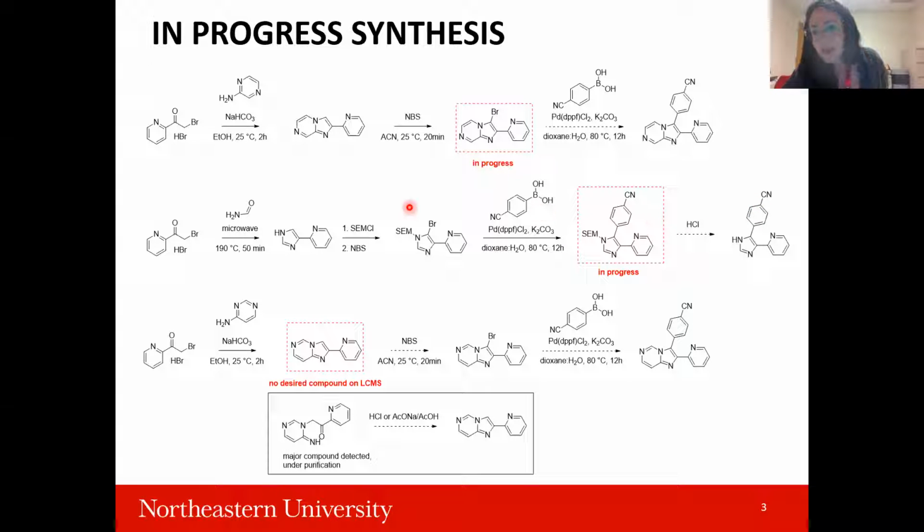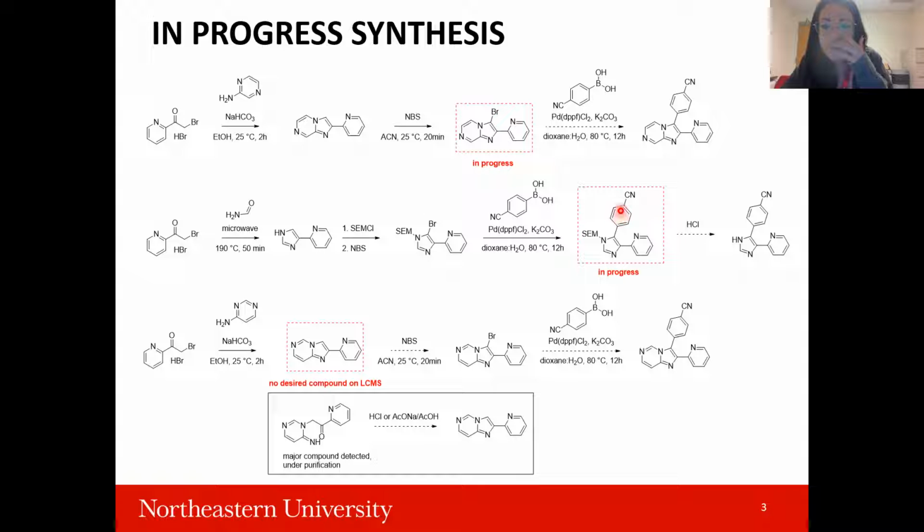So what I'm trying now is to protect this nitrogen with this protecting group, and I'm trying the Suzuki again. But what I'm thinking is that these two nitrogens maybe can chelate the ligand of the Suzuki, and the reaction doesn't work for this reason.